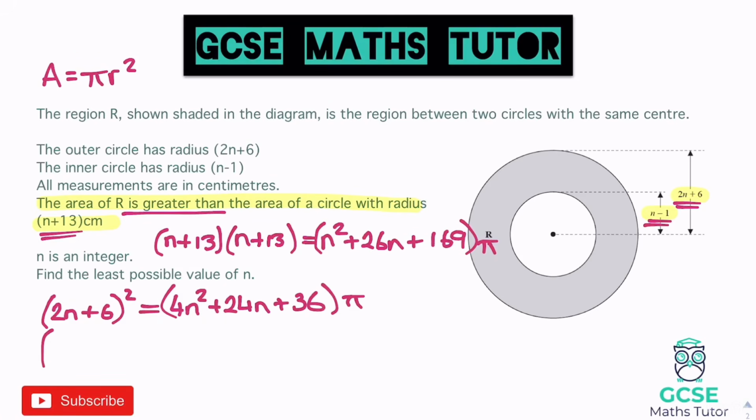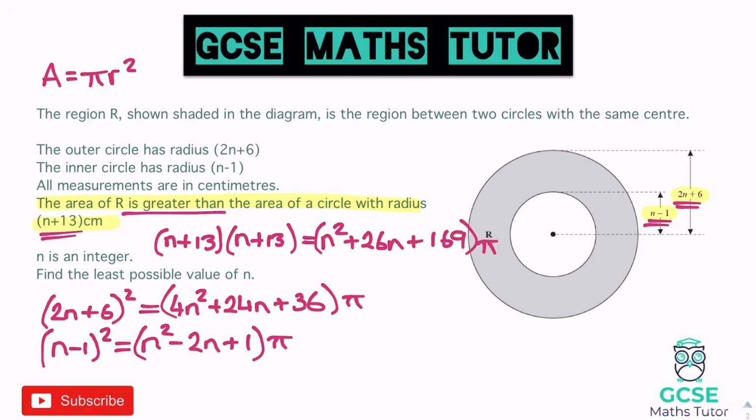Moving on to the little one, we've got n minus 1, and that's being squared. So n squared is going to be our starting piece there. Then we're going to have minus n, so minus 2n. And minus 1 times minus 1 gives us plus 1. And again, it's the area of that circle, so that's going to be stuck with pi as well.